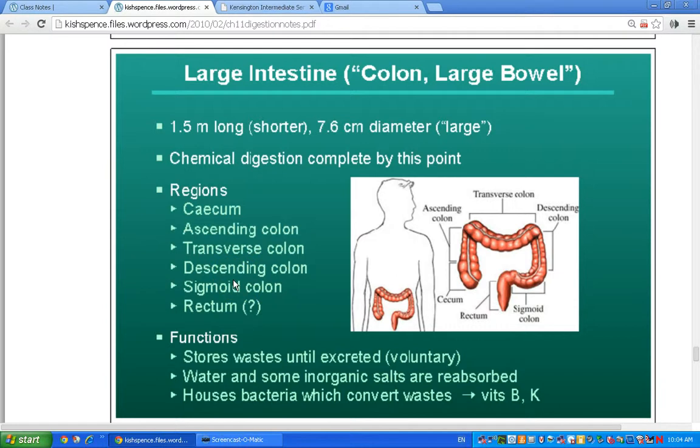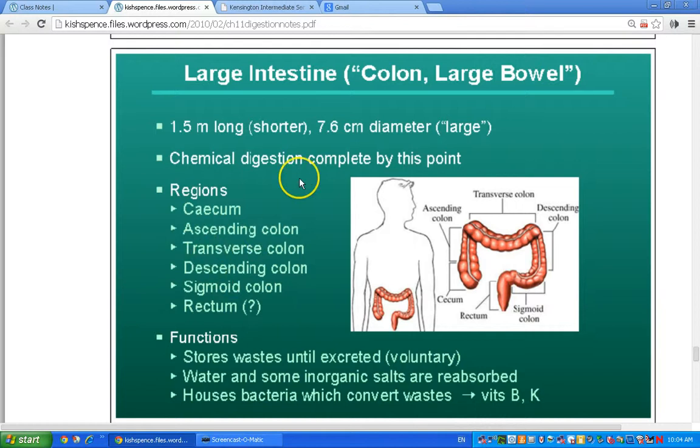Okay, we've talked about what happens in the mouth, the stomach, and the small intestine, and the accessory parts that help with digestion associated with those different regions. Now we're going to talk about the large intestine. By the end of the small intestine, chemical digestion has been complete. So we're still talking about the digestion phase of the digestion process.